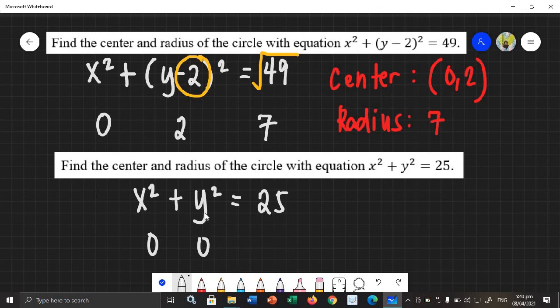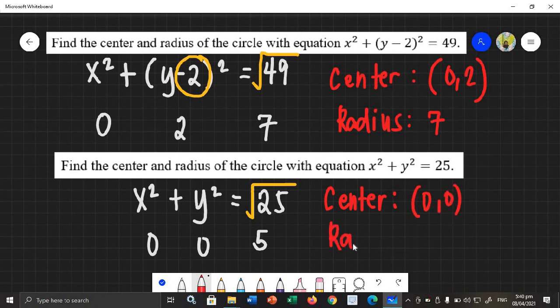And then, we need to get the square root of r, which is 25. No? Square root ng 25 is 5. Therefore, ang center natin is at the origin, no? 0, 0. And yung radius natin is equal to 5. So that's it. That is how you find the center and radius of a circle.